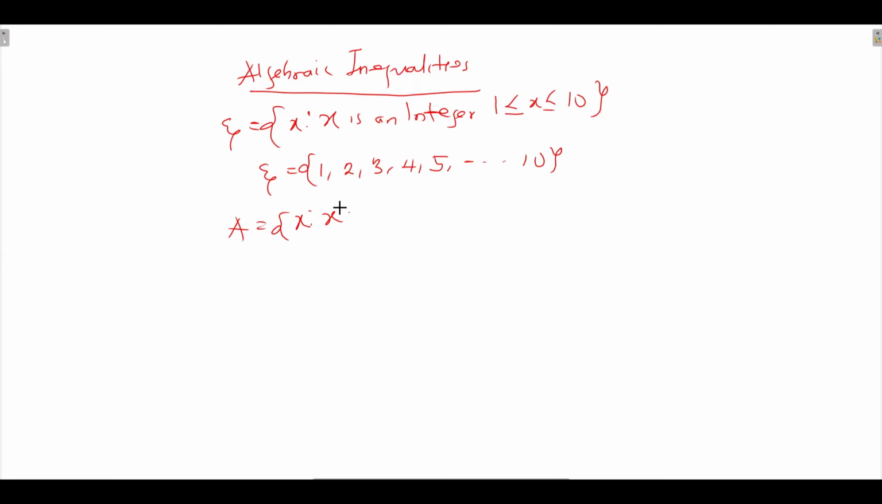Let me put it in a better perspective. 1 less than x less than 10. This is different from the one before. 1 is less than x, that means x is greater than 1, so you start from 2, and also less than 10. So we have 2, 3, 4, 5, 6, 7, 8, 9, because it's less than 10. That's how we can interpret an algebraic inequality when given in a set.